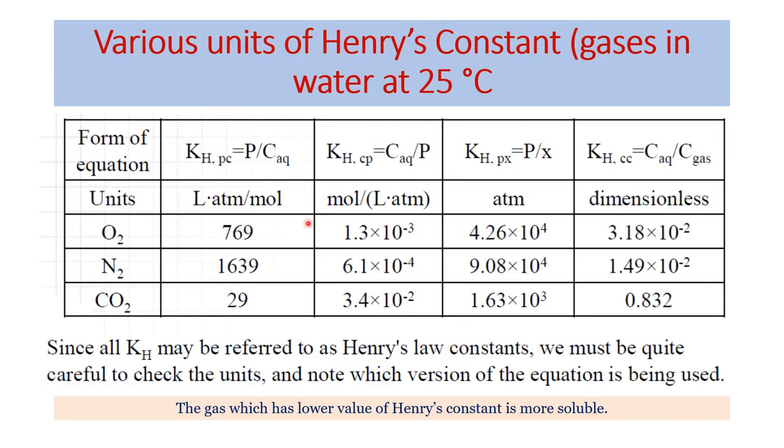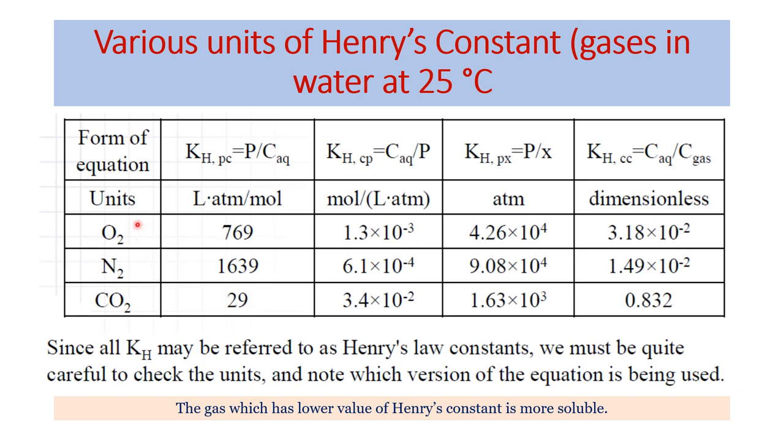So this is what I told you. The Henry's law constant can be expressed in various units. According to the various units, we will have to use the appropriate relationship. If you use a wrong relationship, you won't get the answer. The answer will be wrong.